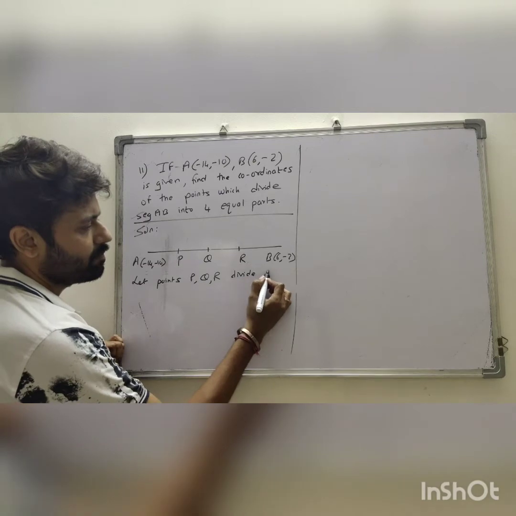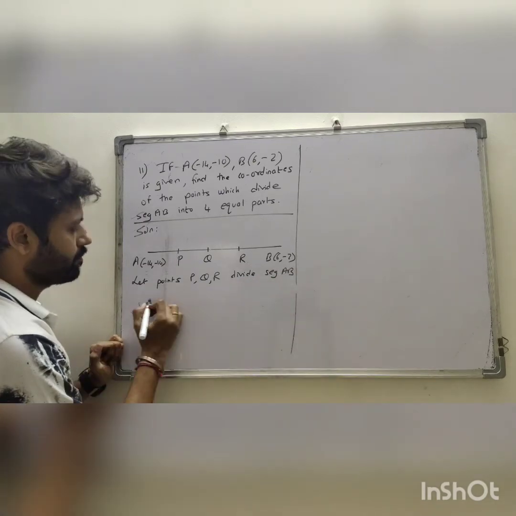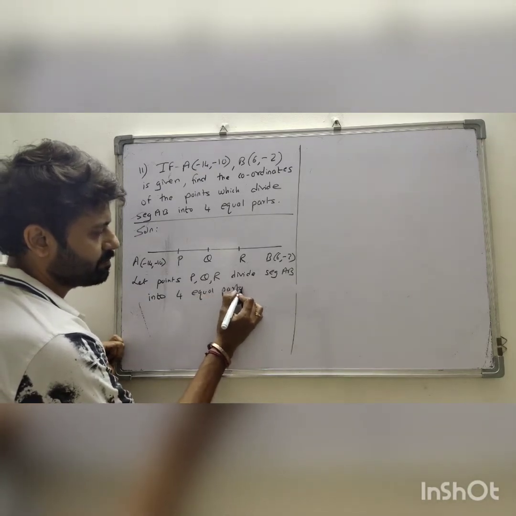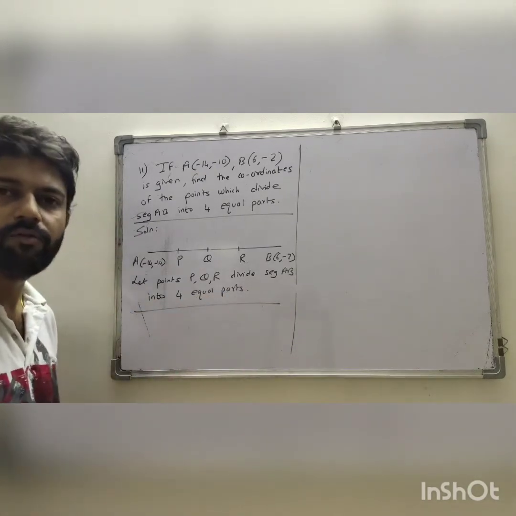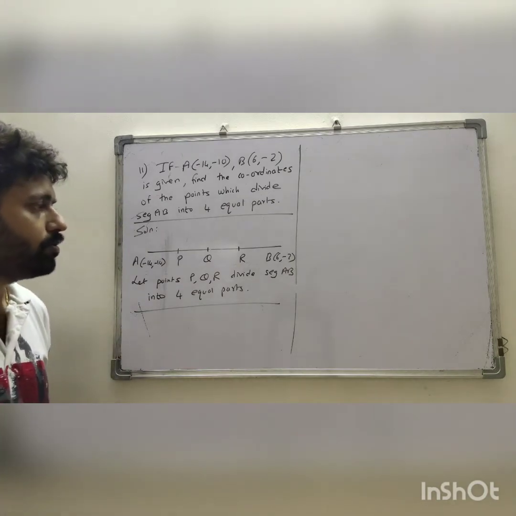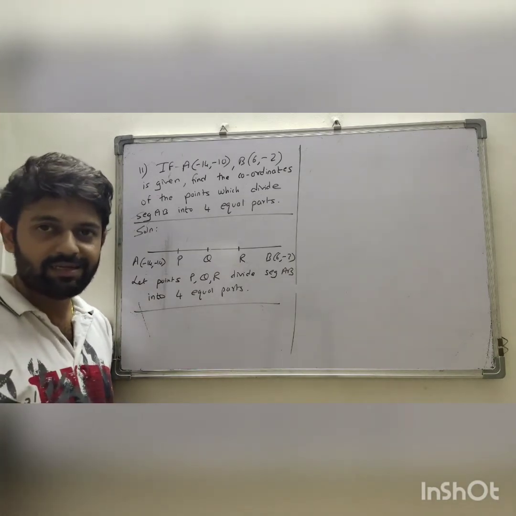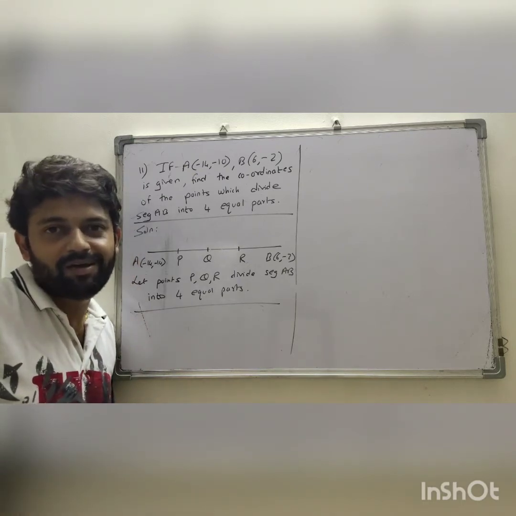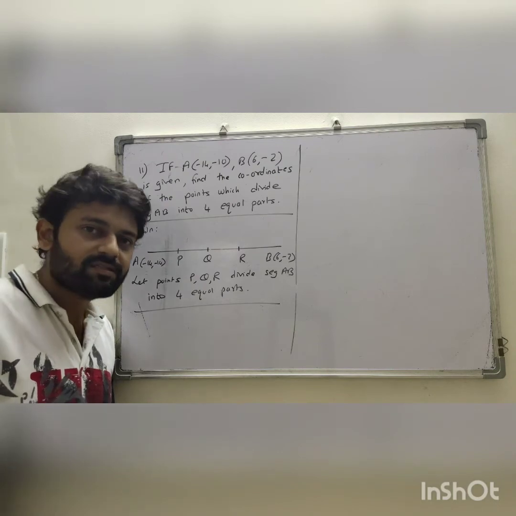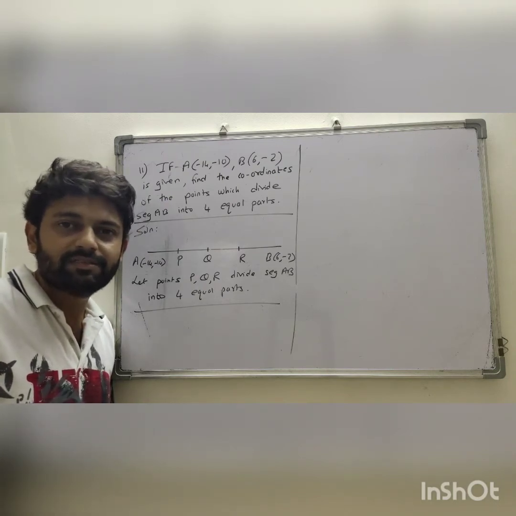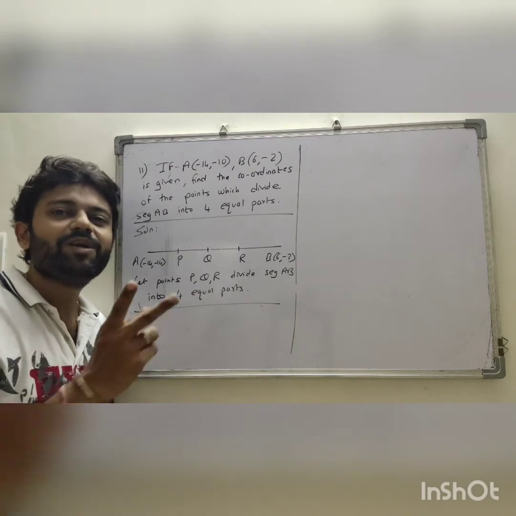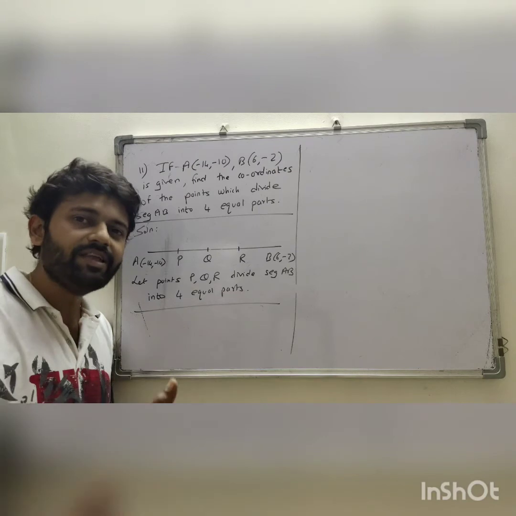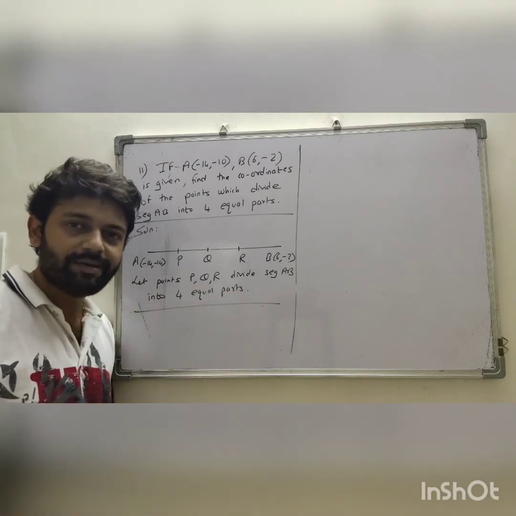Let points P, Q, R divide segment AB into 4 equal parts. This is how you have to start it. Now, first of all, we are getting a chance to use midpoint formula. Of course, the sum can be started with section formula also. But if you compare section formula and midpoint formula, anyone can say, sir, midpoint formula is very easy.